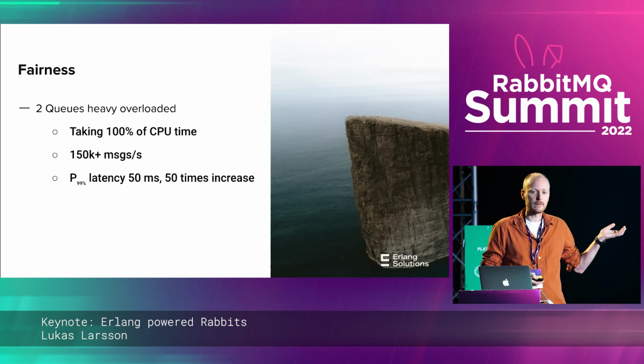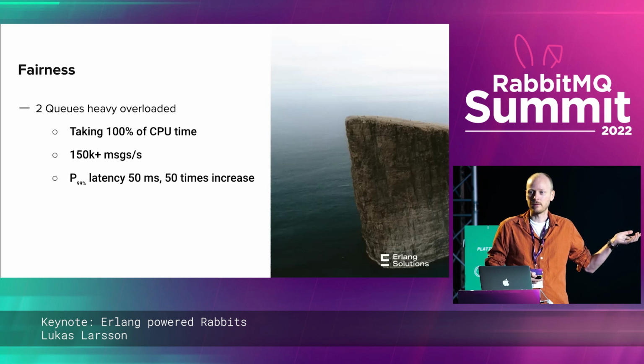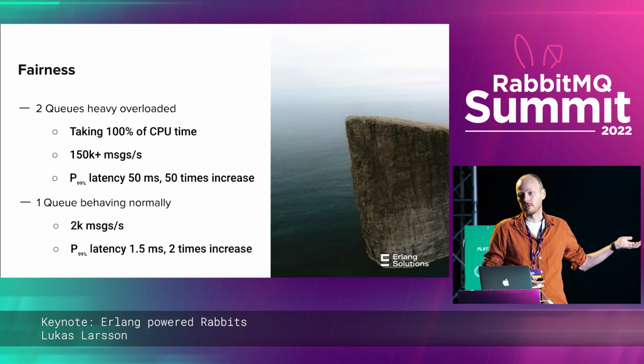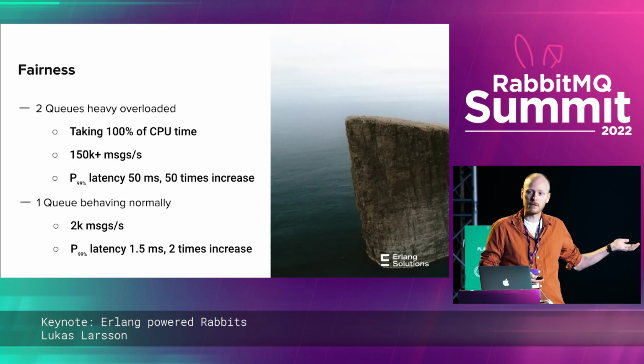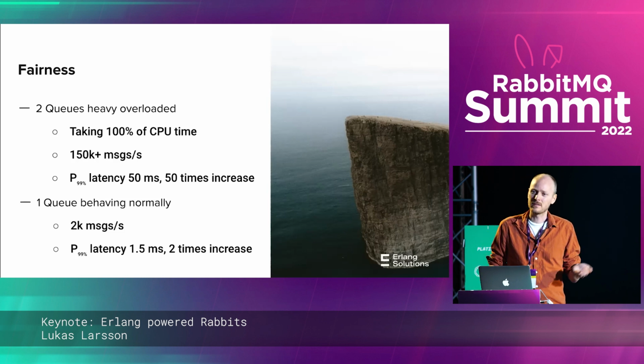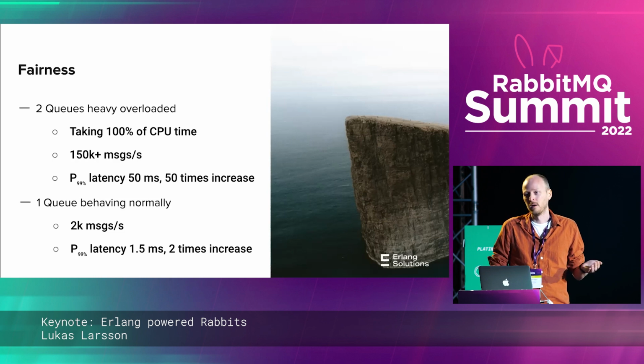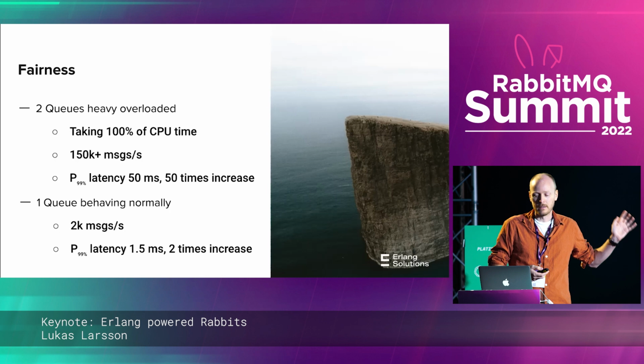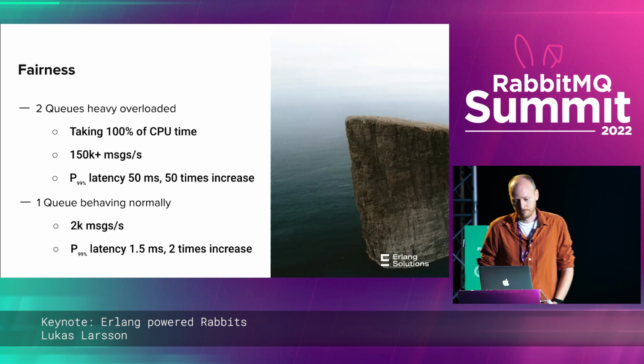But the key part that Erlang helps with is the second queue that is running, and it's not overloading the system. It's quite happy, running along in the system, and it has increased its latency by 2 times. But it's still running, serving its customers as it should, while the one that's actually causing the load is the one that gets penalized in this situation. And I think that's the way you want to have it in a system.